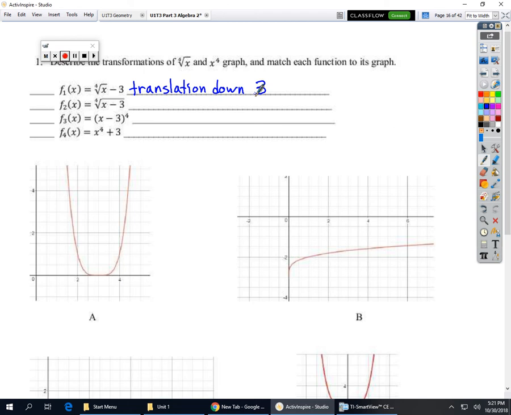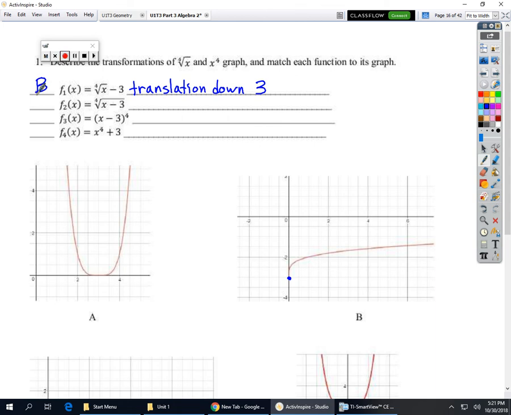Well, clearly this one. 3 should be about there. Most graphs like to center around 0, 0. Well, it's not 0, 0. It's moved down 3. So that's clearly B.